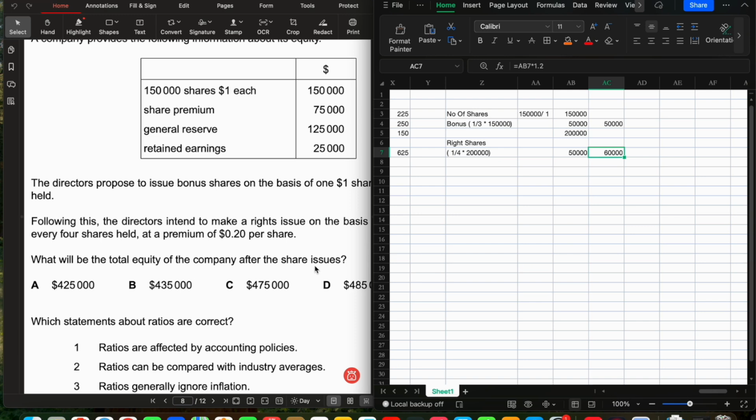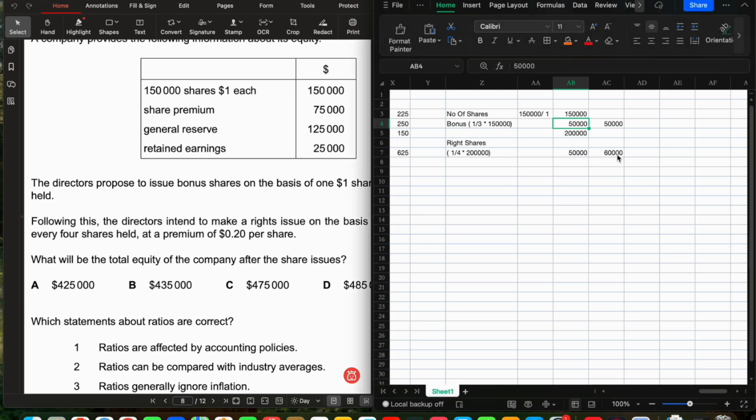After the share issues, remember that when we issue bonus shares, there is no inflow of cash. So whatever money that we have, the same thing will be circulated. We need 50,000 to give bonus shares, so we'll take the amount from the share premium and put it into the share capital. That's it. So there's no inflow or outflow of funds. Whereas when we issue rights shares, there is an inflow of money.